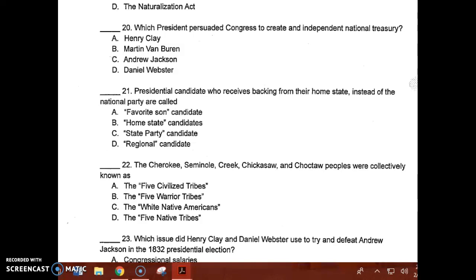Number 21. Presidential candidates who received the backing from their home state instead of the national party, what were they called? Were they called A, favorite son candidates, B, home state candidates, C, state party candidates, or D, regional candidates? Number 22. The Cherokee, Seminole, Creek, Chickasaw, and Choctaw peoples were collectively known as this: A, the 5 civilized tribes; B, the 5 warrior tribes; C, the white Native Americans; or D, the 5 native tribes.